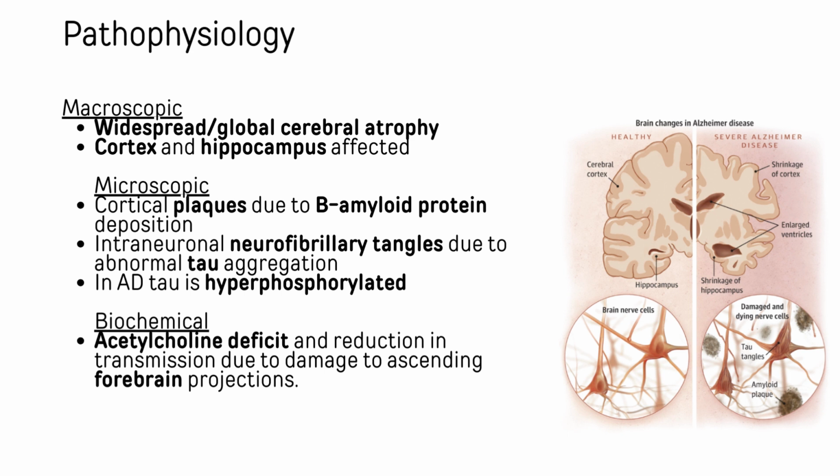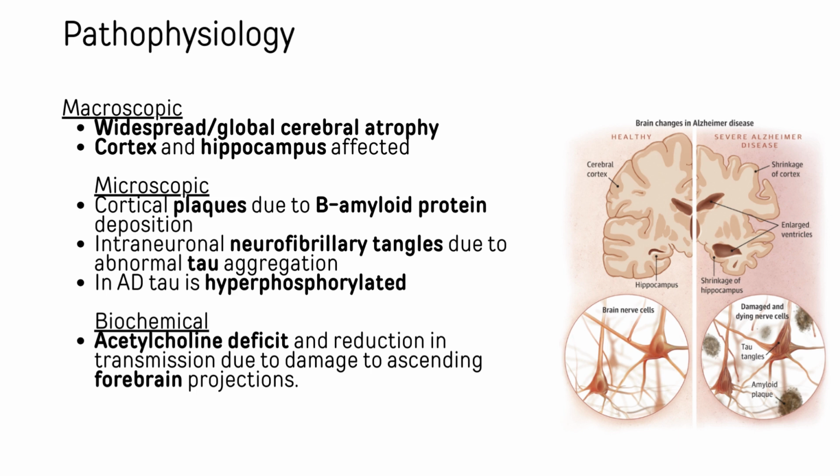Now, in terms of the findings that we want to look for when we are investigating Alzheimer's disease, there are a series of microscopic, macroscopic, and biochemical changes that we want to be looking out for when trying to diagnose Alzheimer's. In terms of macroscopic, some of the large changes can include a widespread cerebral atrophy, so that leads to the shrinkage of the cortex and the shrinkage of the hippocampus, enlarged ventricles, and as you can see here, the main site affected in severe Alzheimer's is the cortex and the hippocampus.